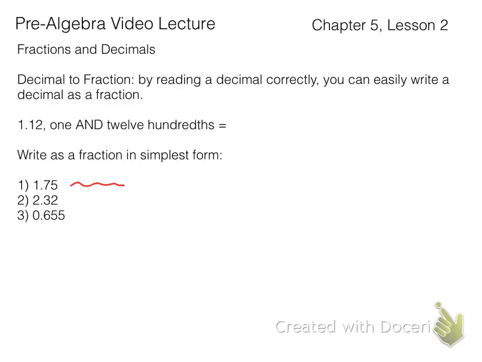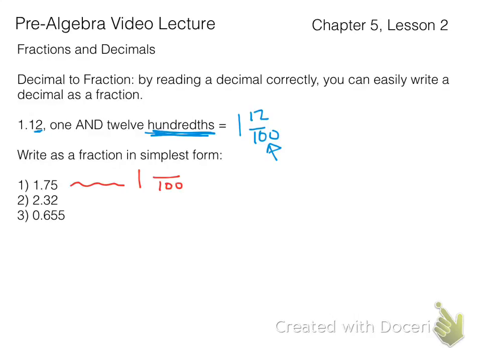By reading a decimal correctly, you can easily write the decimal as a fraction. So if I have 1.12, this is read as 1 and 12 hundredths, because the last digit is in the hundredths place. So let's go ahead and read the next one and see if we can figure it out. By the way, that is 1 and 12 hundredths. The place value of the last digit actually tells me what the denominator is.